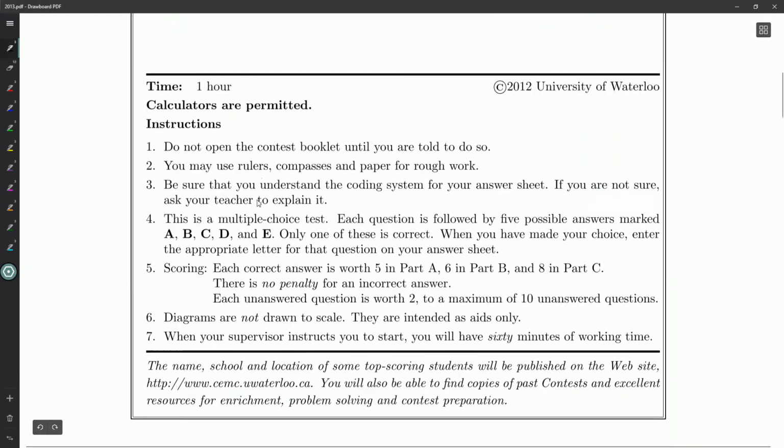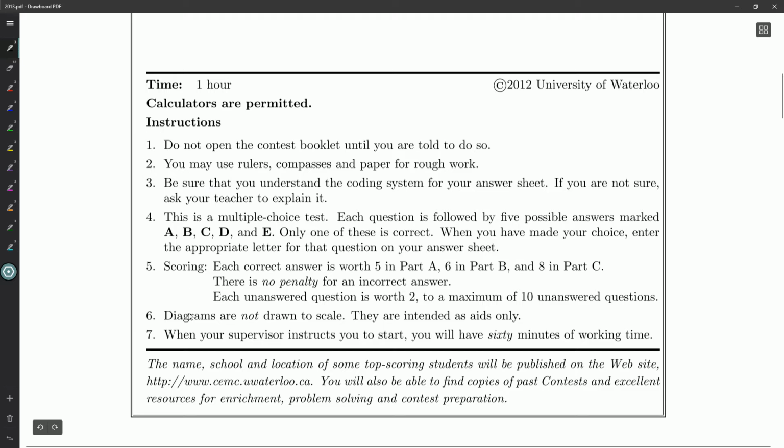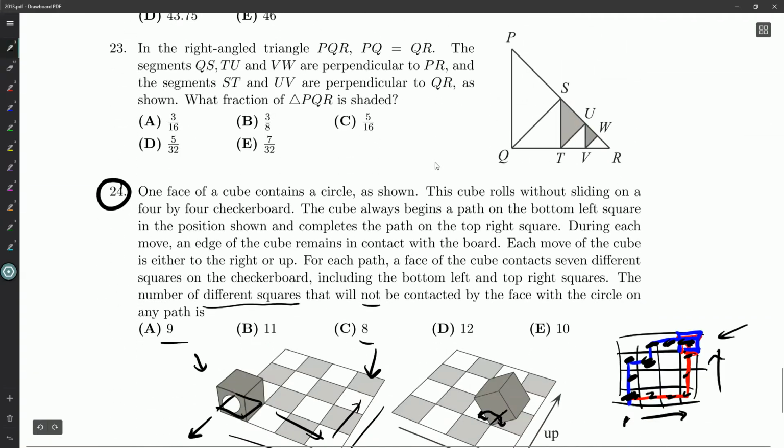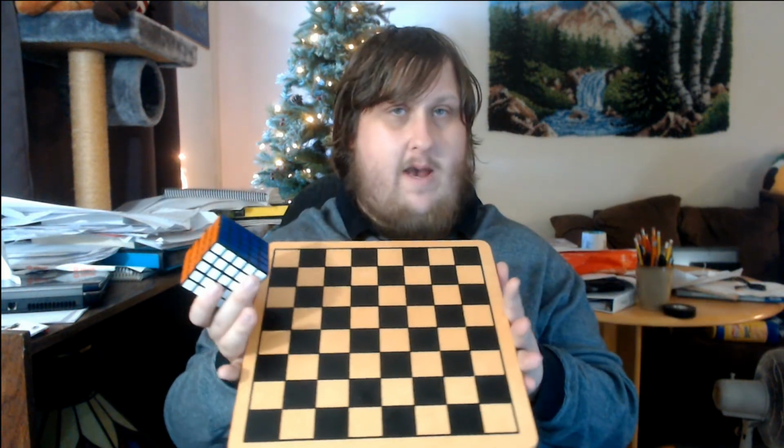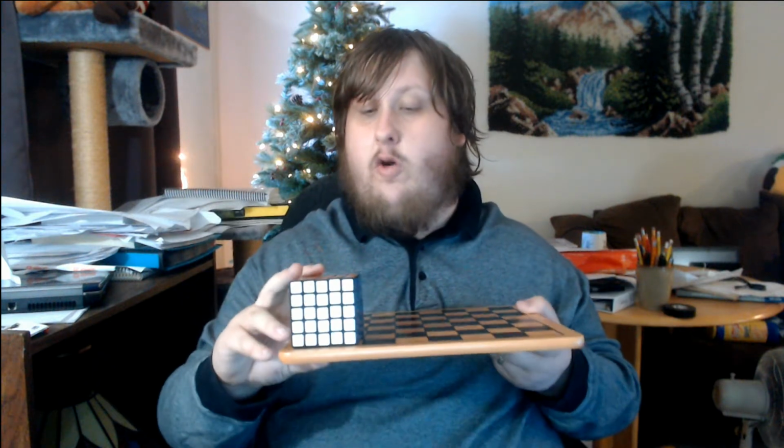Actually, just while I'm thinking about it, we go back up. Instructions: diagrams are not to scale. You can use rulers, compasses, and paper for rough work. It doesn't say anything against visual props, but I would check with whoever's proctoring you if they think it's okay, and if not, that's okay. I mean, if you get really creative, you can rip some paper and make a paper cube. But anyway, of course, you could just grab a scrap piece of paper and draw a 4x4 grid, and we might end up doing that. I'm just doing this for visualization purposes, if you're not sure what's going on here.